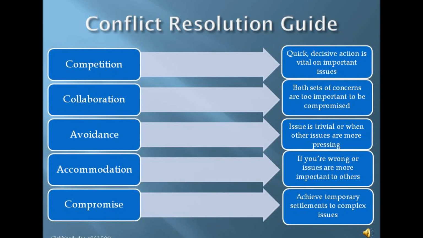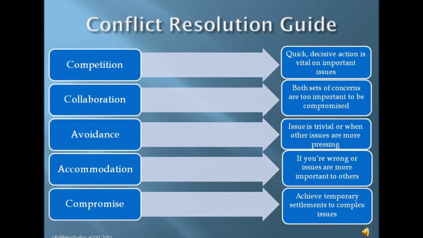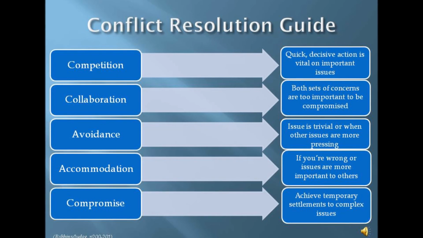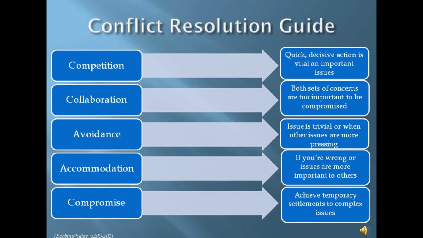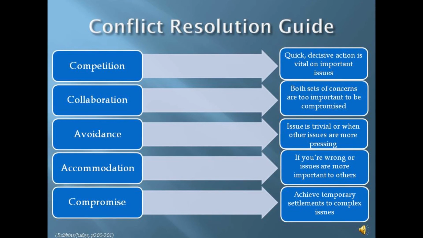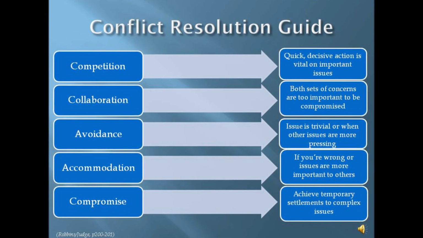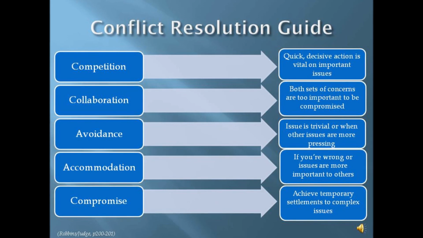Accommodation is ideal when you find out that you're wrong, or when issues are more important to others than to yourself. Finally, compromise should be used in order to achieve temporary settlements to complex issues, or when goals are important but not worth the effort of potential disruption of more assertive approaches.